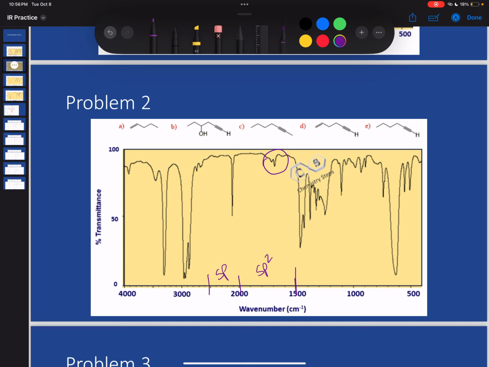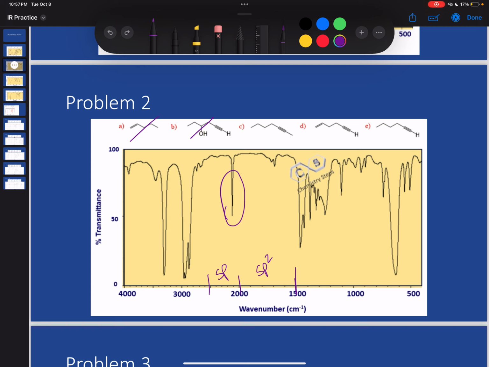Where I'm going to look at is this right here. There is no doubt in my mind that that is a peak that I should be paying attention to. And it just so happens to fall in my SP region, which tells me that I should have a triple bond in my structure. So that's going to get rid of A really fast. And then everything else has a triple bond, but I could also get rid of B because, again, I don't have a nice, very broad peak that tells me I would have an alcohol present. So what is left is C through E.